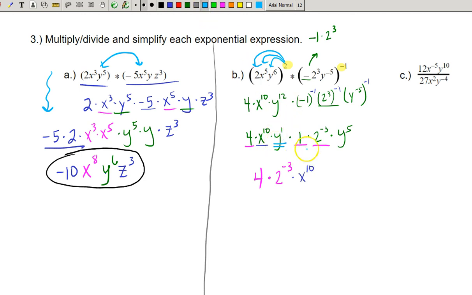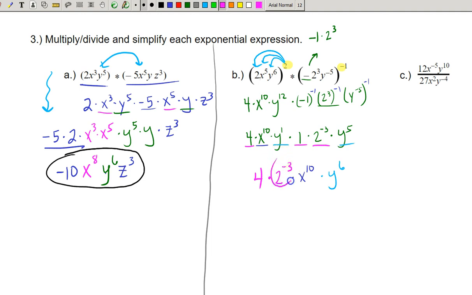Then I have the y's. So here are the y's. I have y to the 1st, then I have y to the 5th. So if I multiply these, again, I'm just going to add the exponents, just like before. So that becomes a y to the positive 6. So now we're getting further and further. The next thing that we would do is take any negative exponents.